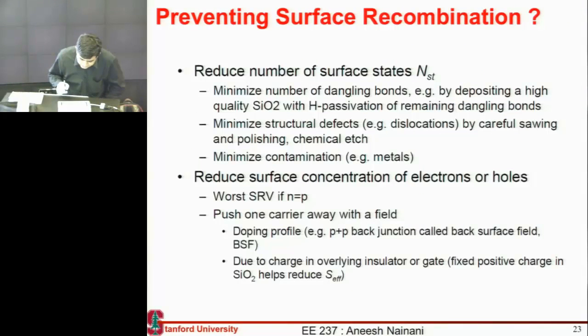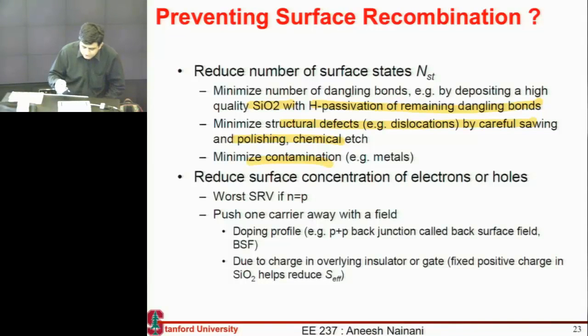So then, what are some of the ways I can minimize this surface recombination? The most common thing is to passivate the surface, passivate the dangling bonds on the surface, using a good quality silicon oxide, and then I can use hydrogen passivation in conjunction with that. And then I want to minimize the defects I create while texturing, like while polishing or during the chemical etch process used for creating this texture. And then again, you want to minimize contamination.